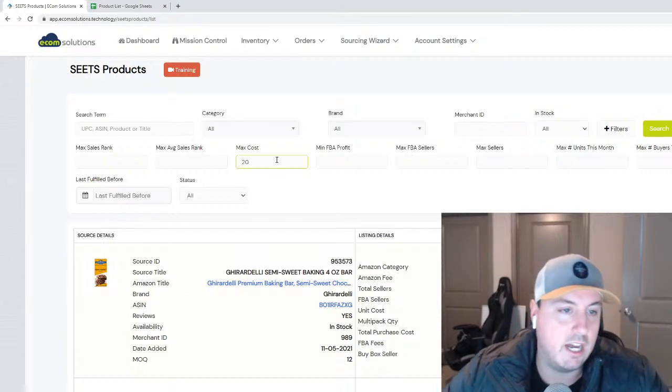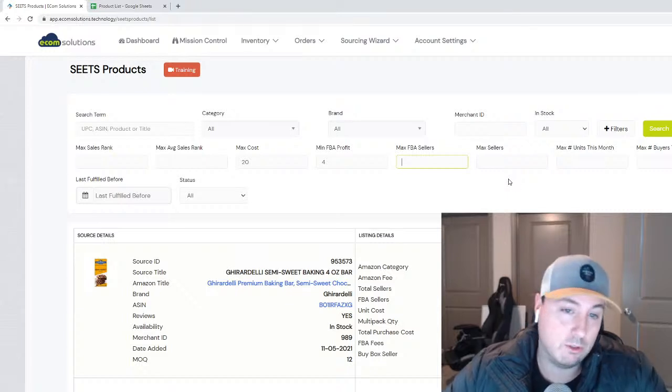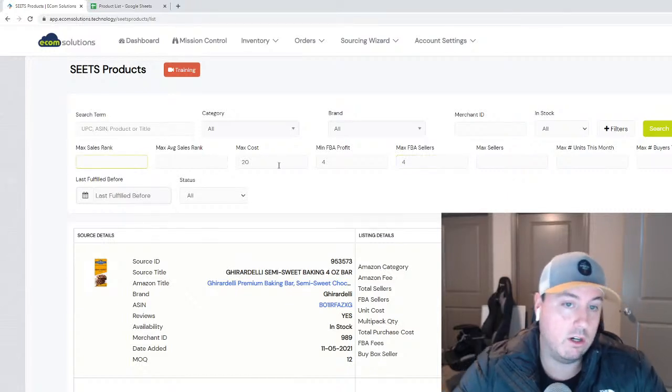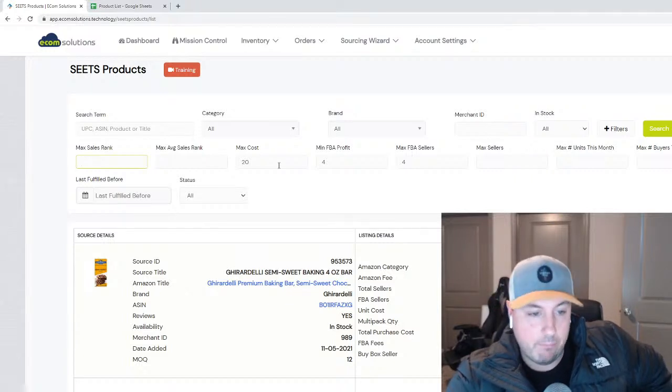Basically, I'll just filter it down to max cost, min FBA profit of $4. I will do max of 4 FBA sellers. The sales rank, it really depends on the category.